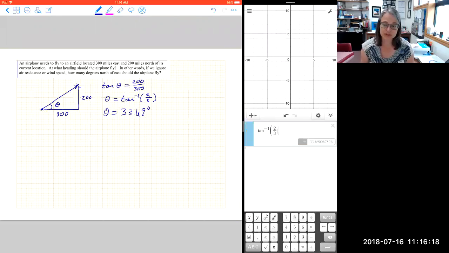Okay, so we've applied what we know about right triangles and trigonometric functions, along with the information we know about inverse trigonometric functions, to solve this equation and give my pilots a new heading. All right.